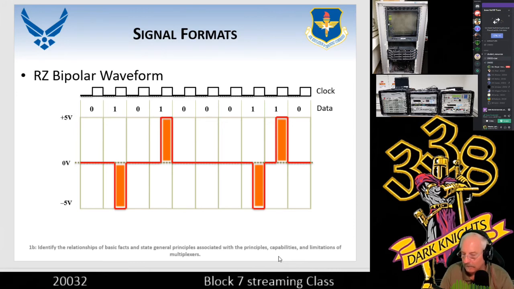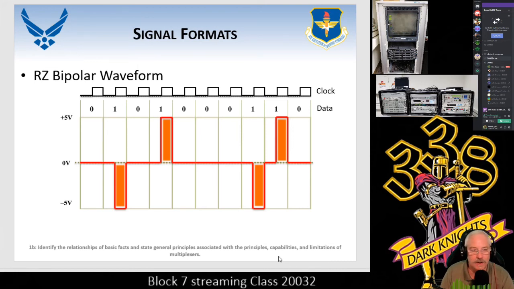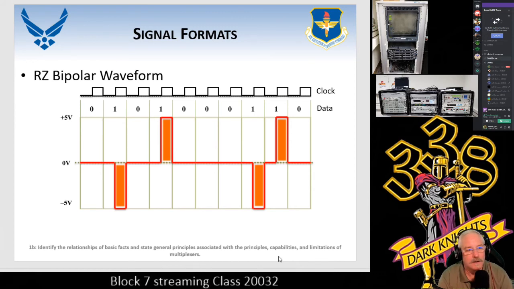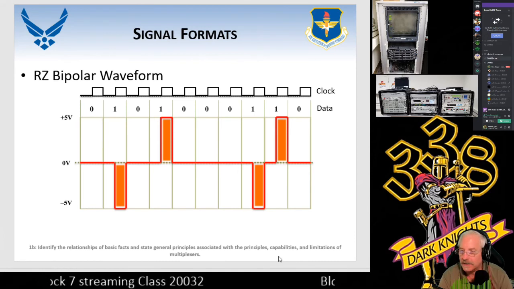So you have 0, and like we said before, the 0 stays 0. You have a +1 or a data of 1. It's going to go to +5 because we always like to go to the positive side first in electronics. And then halfway through the clock cycle, we go back down to 0. Hence the word return to 0. The next data of 1 flip-flops. In other words, it goes opposite of the last one. In our case, another data of 1 will go to the -5.